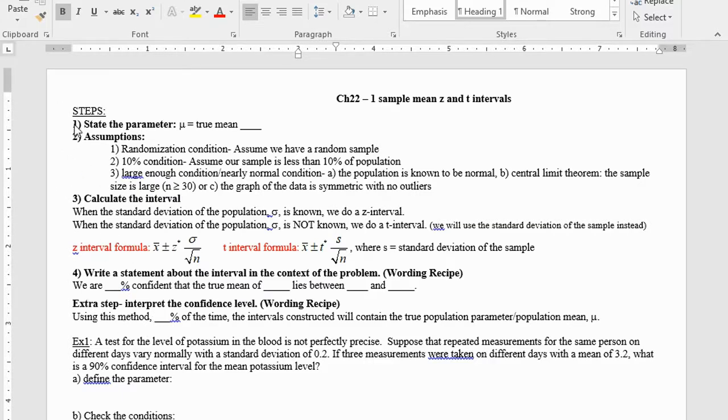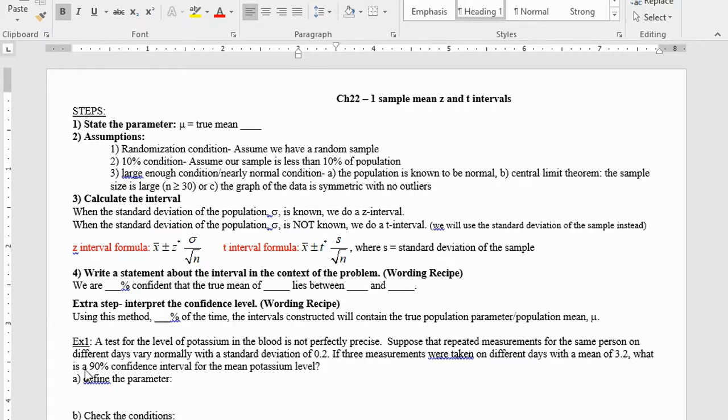You first have to define your parameter. Then you have to check some conditions. Then you have to use the formula to calculate the interval. Finally, you have to interpret your interval. And then sometimes it's going to ask you to interpret the confidence level.